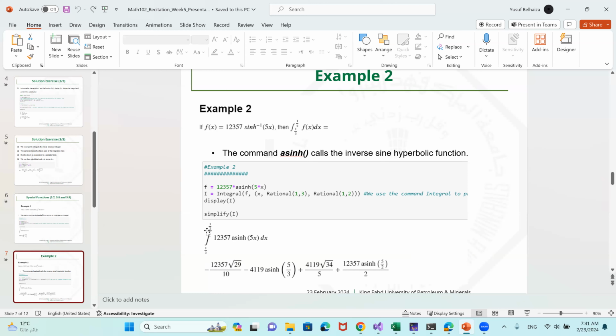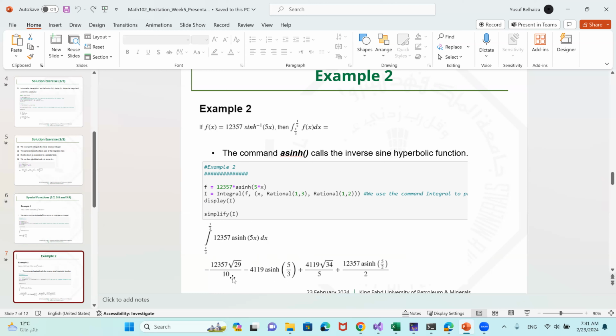So that's the result of our display, what we have here. We make sure that we have the right integral that matches the exercise, and then we will evaluate it using simplify. So this is the result of your integration.